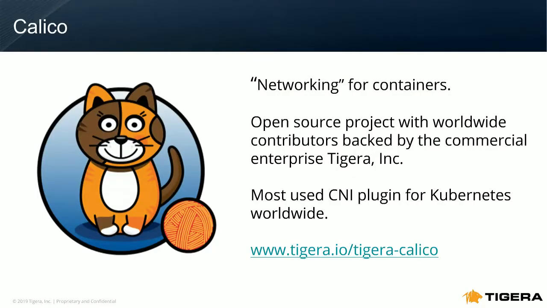So, Calico. For those that are familiar with Calico, it's basically become the de facto standard for networking in Kubernetes. Think of it as networking for containers. It's an open source project, commercially backed by Tigera. And that we know of, it powers about 100,000 Kubernetes clusters, a little over it at this point. So definitely happy and proud of the work that we've done with that open source project.